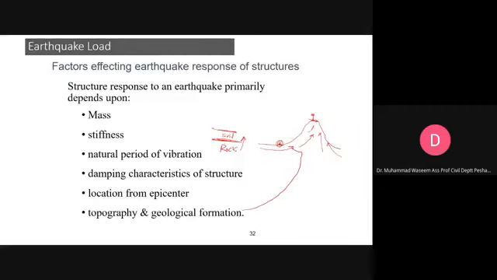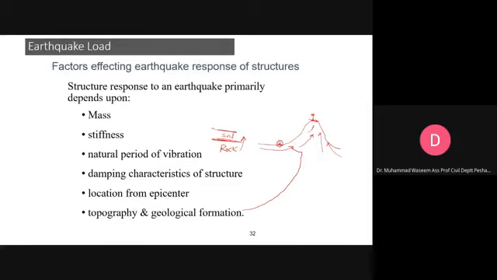Now, whenever your building is experiencing ground shaking, some seismic forces will be generated in your building. The response of the building to any earthquake depends upon the mass of the building. If the mass is more, more inertial forces will be generated. It depends upon the overall stiffness. It depends upon the natural period of vibration. Your fundamental period should not match the time period of the waves, otherwise it will start a phenomenon we call resonance.